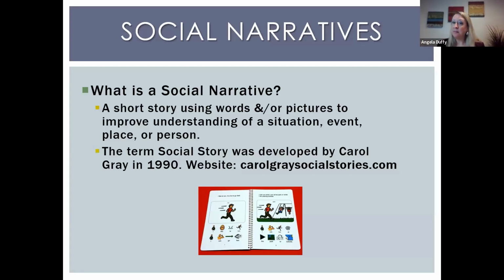We do sometimes interchange social narratives with social story. They mean the same thing. The term social story was developed by Carol Gray in 1990. If you want to get the history on social stories, Carol Gray was working in a high school and she developed the social stories to help with her high school students. That's kind of the basic idea of it. But if you want to get some other examples of social stories, and more of the history, you can go to her website.